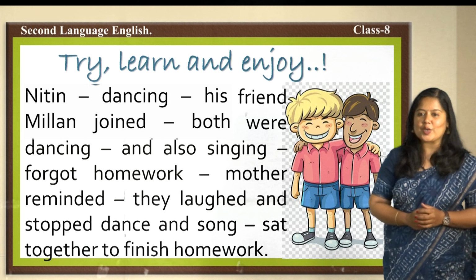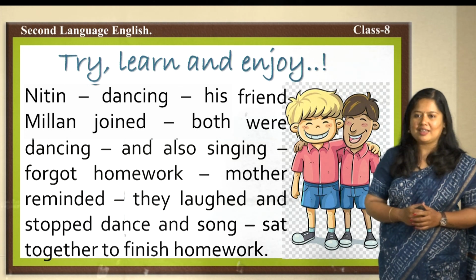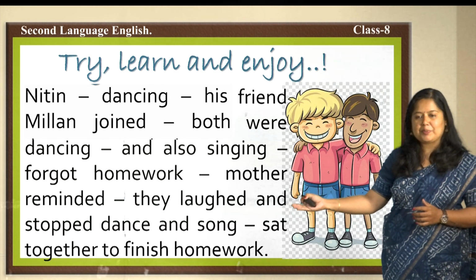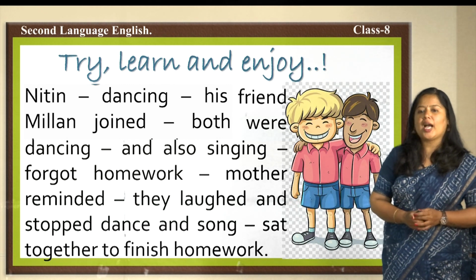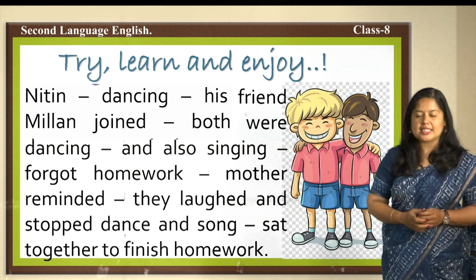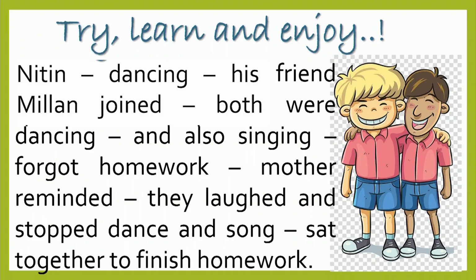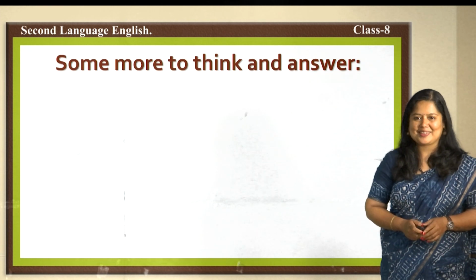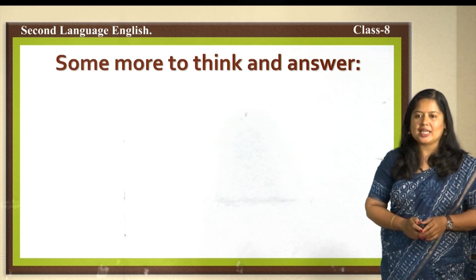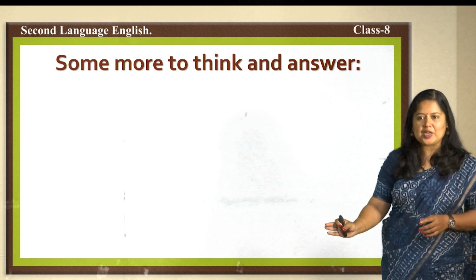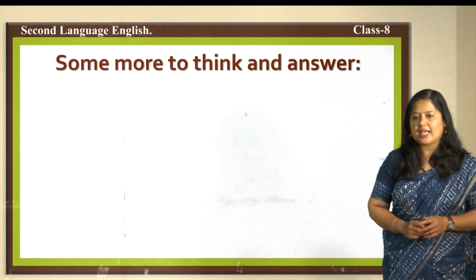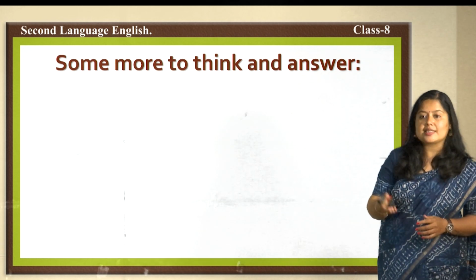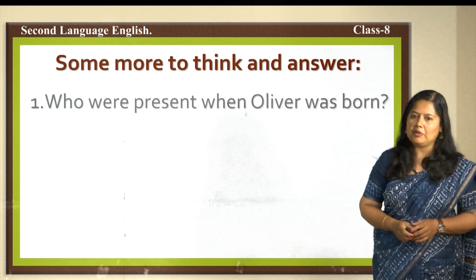Just now we read the story of Amanda and Sophia. This is a very relevant example and exercise for you to develop into a story. Kids, you have a few minutes to copy this and develop into a paragraph. I hope you can do it. And some more to think and answer. As a last part of this class, kids, I have some questions for which you need to think, refer text and write your answers. Can you note down?